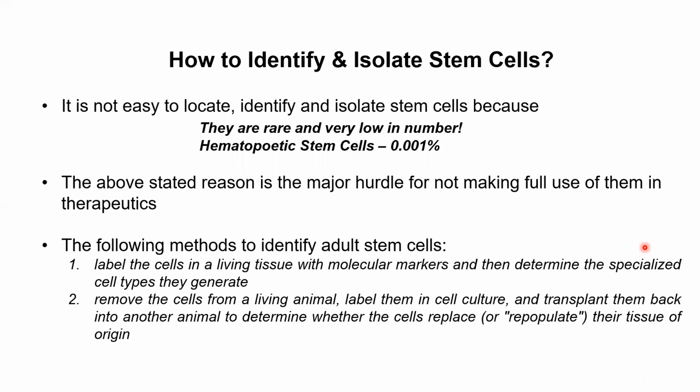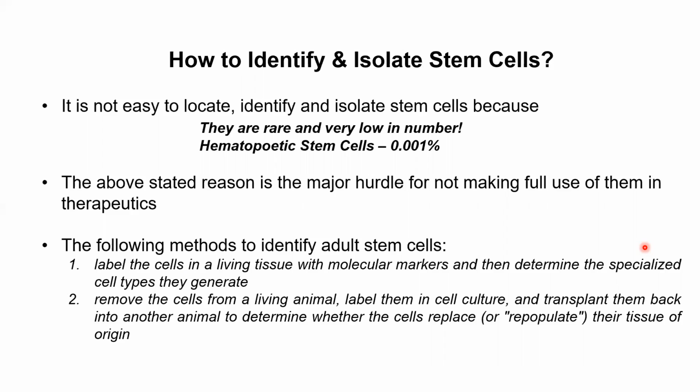Identification and isolation of stem cells is not easy. It's a very difficult job to do. How do you isolate a stem cell, and how does it actually look? The isolation of these stem cells is very difficult. The reason is that they are very rare, and since they are very rare, they are very low in number, or the other way around. They are low in number, that's why they are very rare.